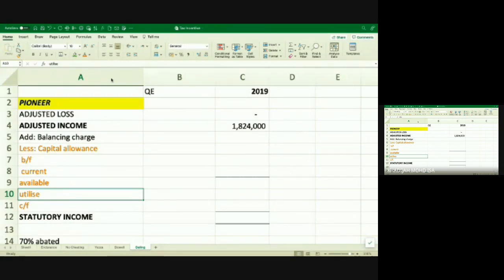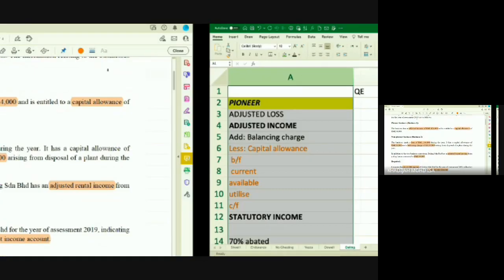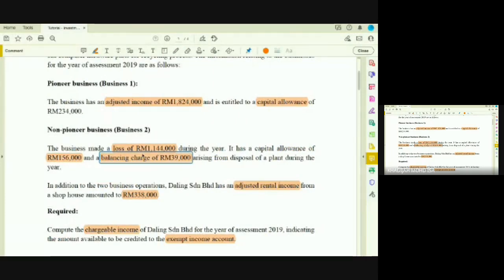So you need to monitor the movement of your capital allowance, because during a few years you will have the brought forward and the carry forward figure, right? Having these lines will help you to determine what is your statutory income. In this question, because there's only 1 year, you only have the current amount. The current CA for the year is 39,000.